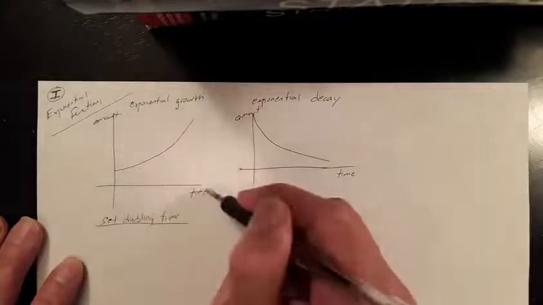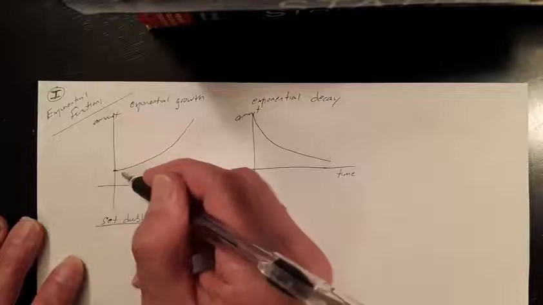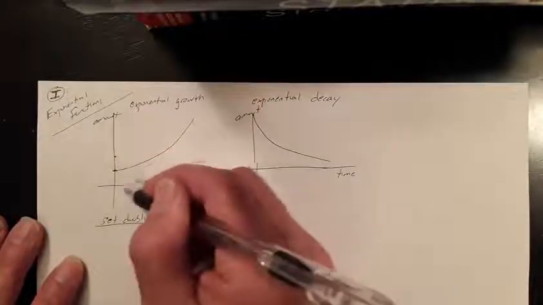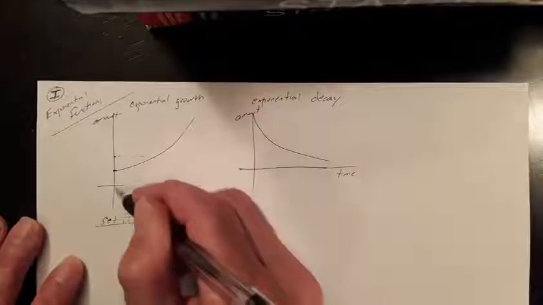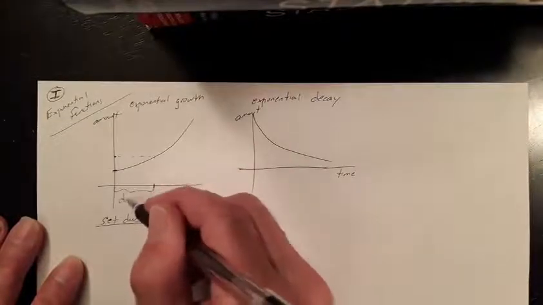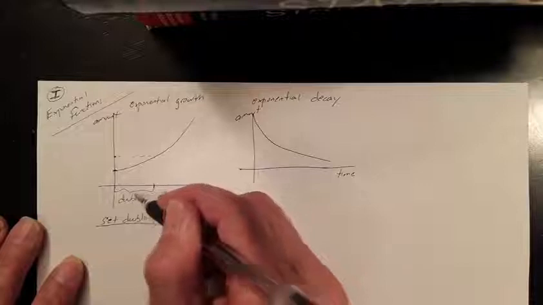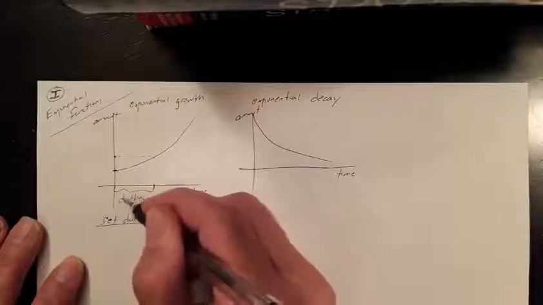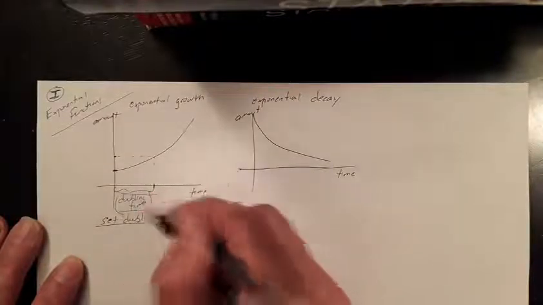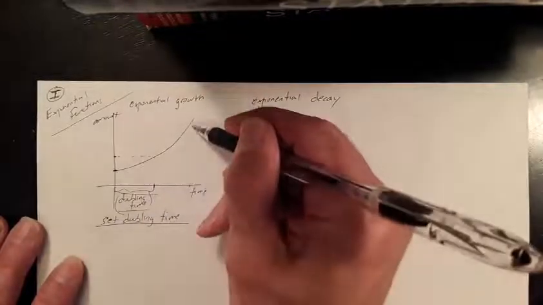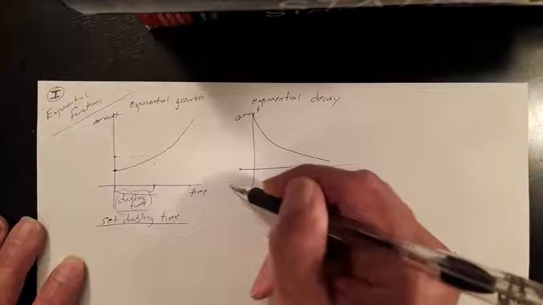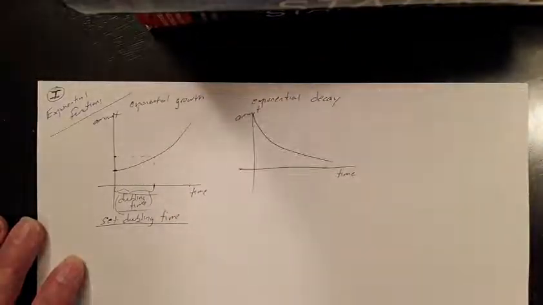So look, see at time 0, I started with this much. Well, at some point in time, I'm going to have twice that much, right here. This is the doubling time, and all exponential growth has this notion of a doubling time. So when I go that much time again, like this far, then it should double again. And when I go that far again, it should double again, etc. Right? That's the doubling time, and it's a set doubling time.